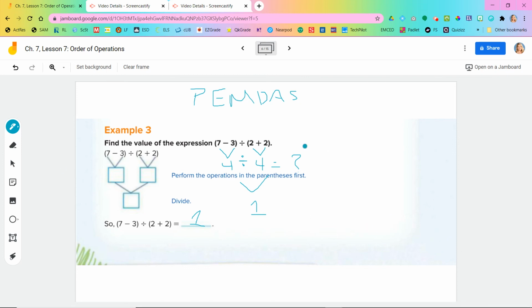All right, so that's it for our examples on here. We are going to look at some guided practice together. Now, if you want to, try out the guided practice first before you watch the video. That way you can see if you're getting the hang of it or not.